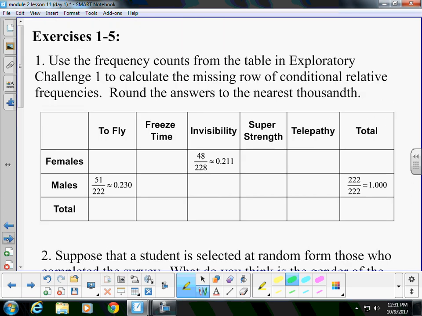Okay, this is exercises 1 through 5. Use the frequency counts from the table in Exploratory Challenge 1 to calculate the missing row conditional relative frequencies. Round the answers to the nearest thousandth. So since we're doing row conditionals, we're going to divide by, for females, 228, for males, 222, and for the total, we'll divide by 450.